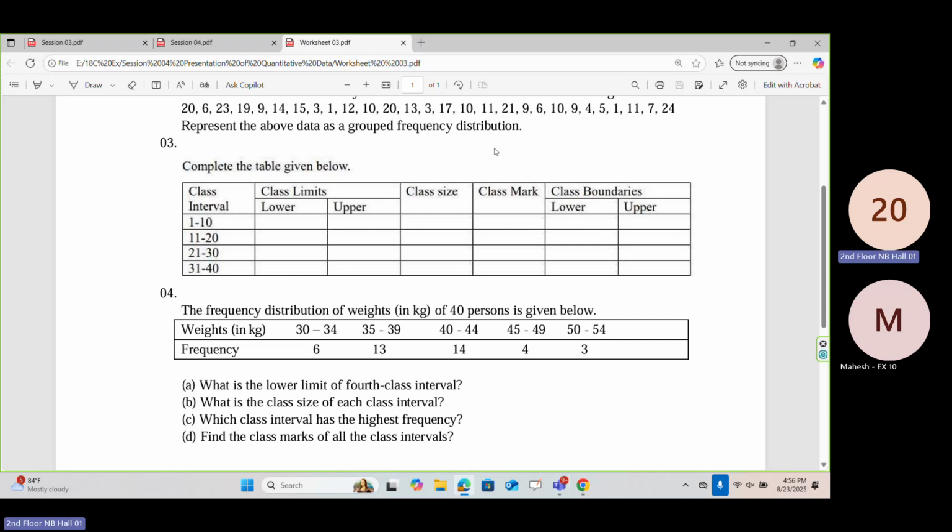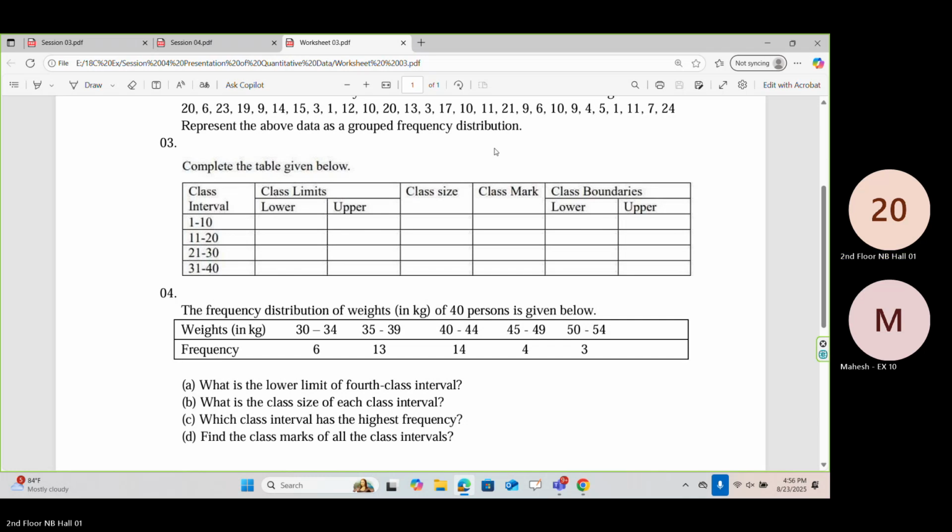Then question number 3, lower and upper limits. Now the question gives the lower limit and the upper limit. The first one is the first class interval. What is the lower limit? 1. The upper limit is 6. Okay, the numbers in the class limit are the limits.